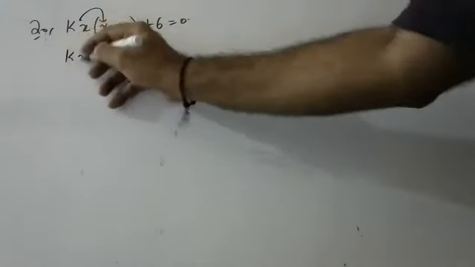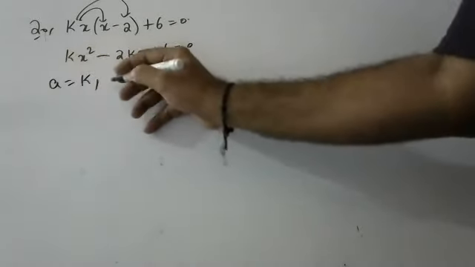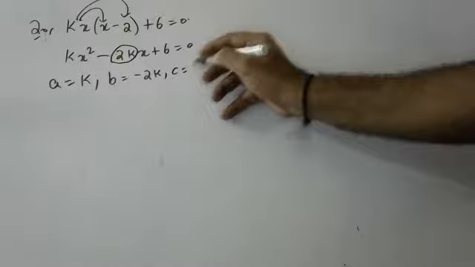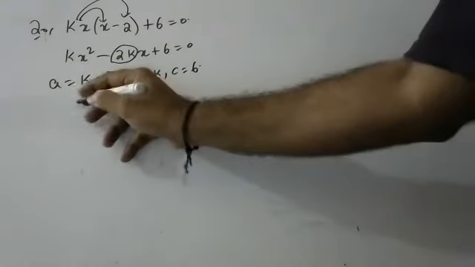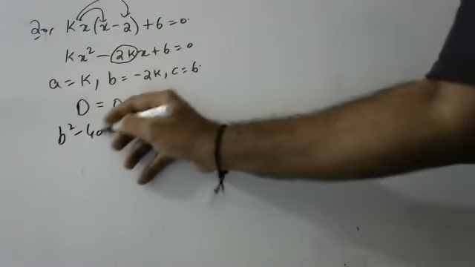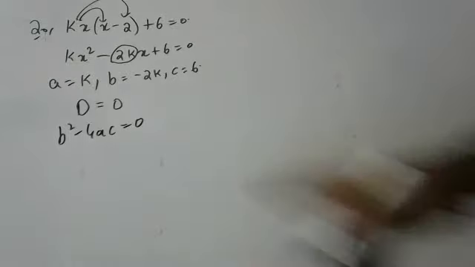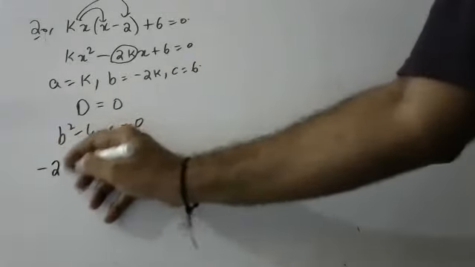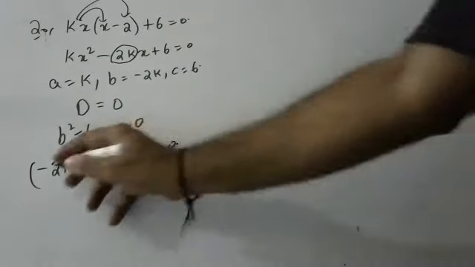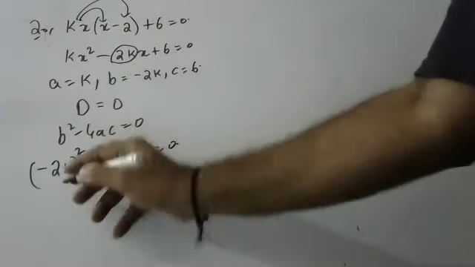Yes, sir. Kx into x... kx square minus 2kx plus 6 equals 0. A is equal to k. B equals minus 2k. C equals 6. What is the condition for real and equal roots? D should be b square minus 4ac should be equal to 0. What is the value of b? Minus 2k. Minus 4 into k into 6 is equal to 0. Minus 2k whole square is how much?